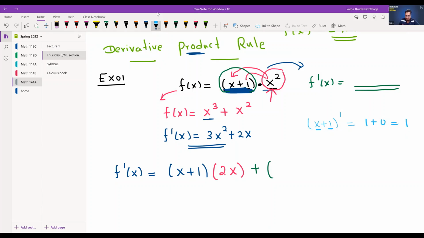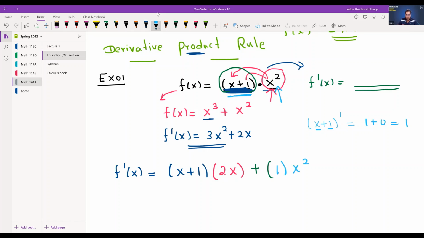Is it clear? Yeah. Right. What is the derivative? Okay, you take the derivative of x plus 1, and the other one you write as it is.